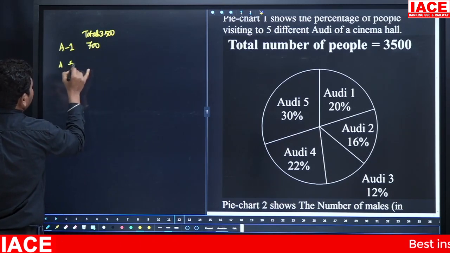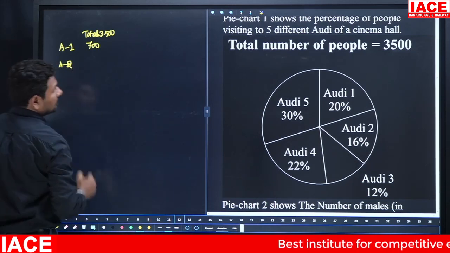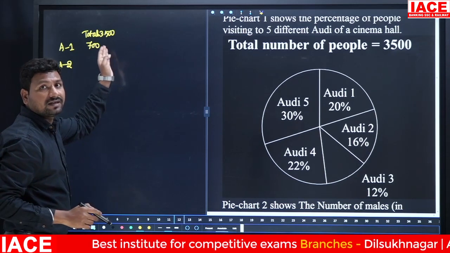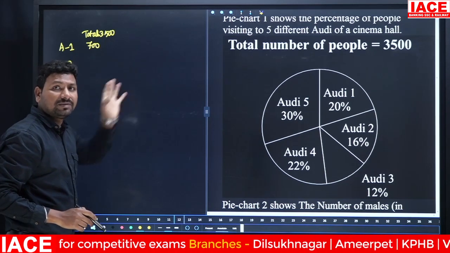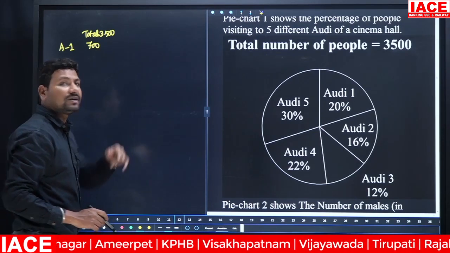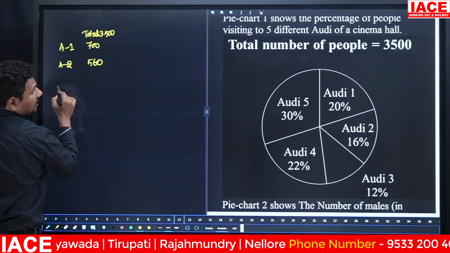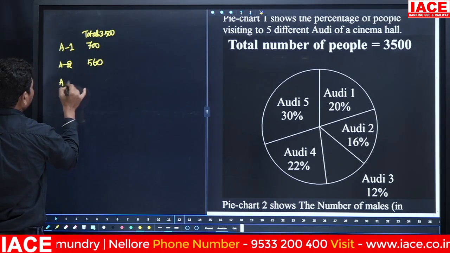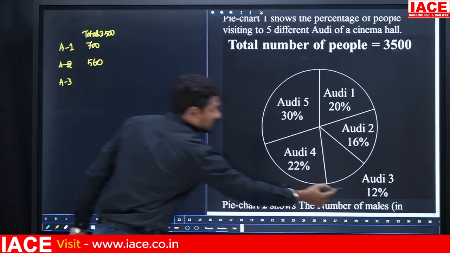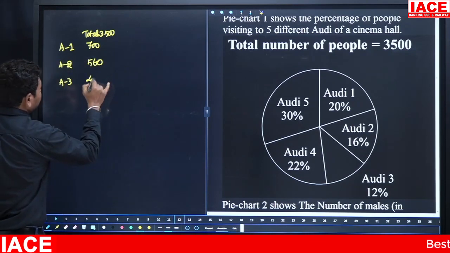And RD2 is 16%, which means 16% of 3500. The 100s will be cancelled. Then 16 into 35, which is nothing but 8 sevens, is 560. Next RD3 is 12%, 12% of 3500 means 6 sevens is 42, so 420.